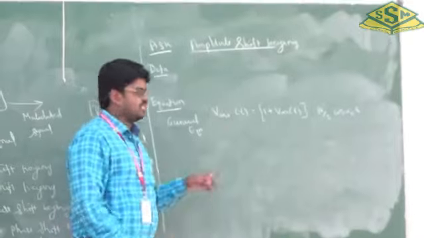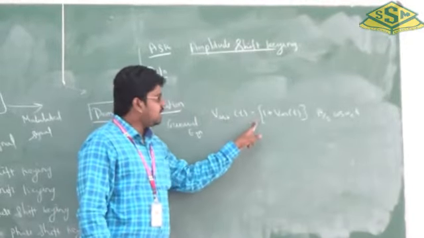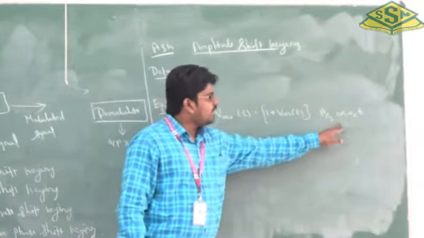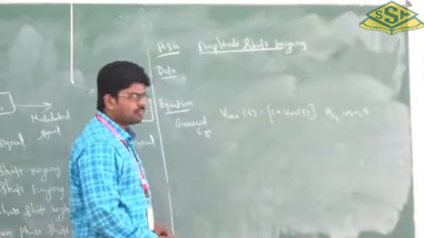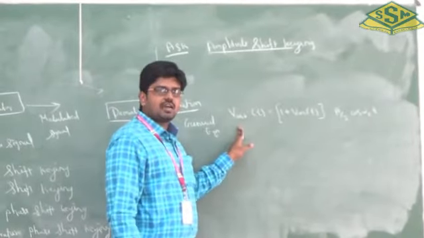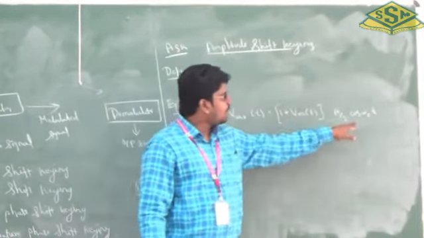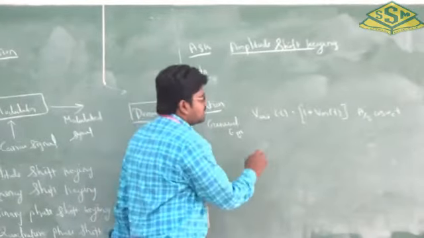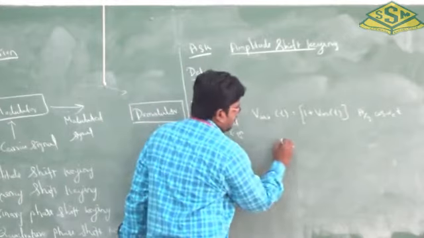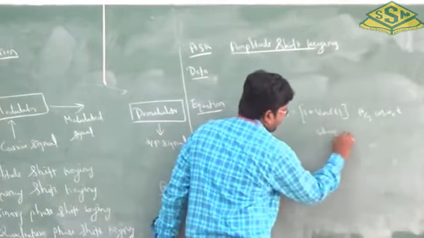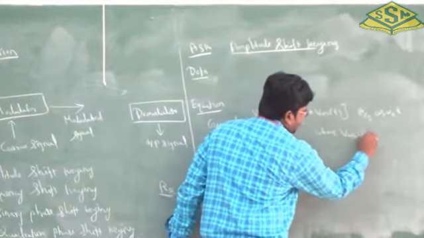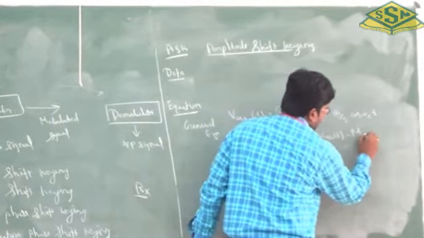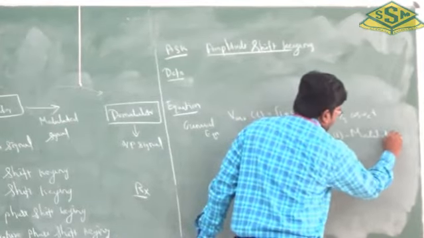General equation of ASK: VASK of t equal to [1 plus Vm of t] into A by 2 into cos omega ct. Here we should know what is VASK of t, what is Vm of t, and what is this A. A means amplitude. So VASK of t is the modulated signal, the amplitude shift keying signal or modulated signal.